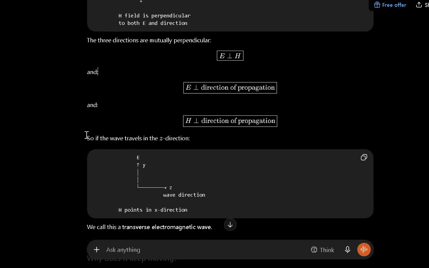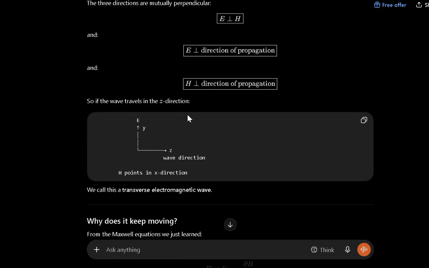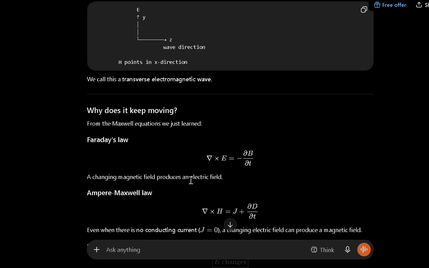So if the wave travels in the z direction, then E points in the y direction, and H points in the x direction. We also see this in the right hand thumb rule from our physics class.